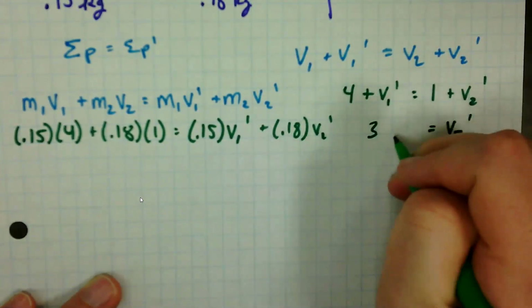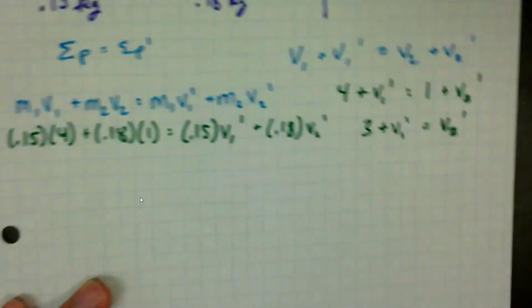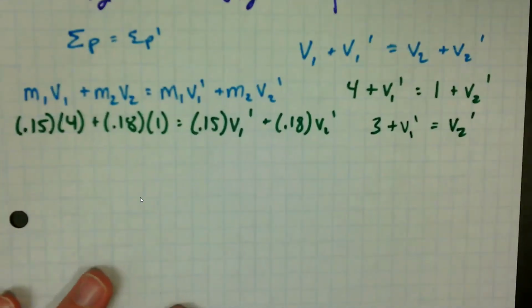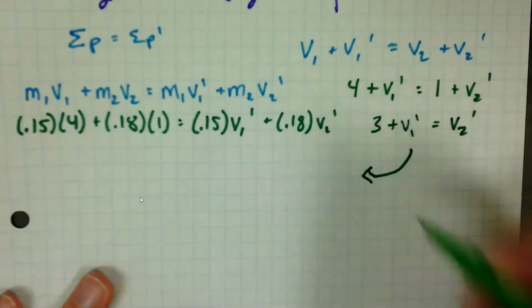So you're saying if I subtract 1 from both sides, I'll get this. And then I'm going to plug that into here. That's how I would do it, yes.